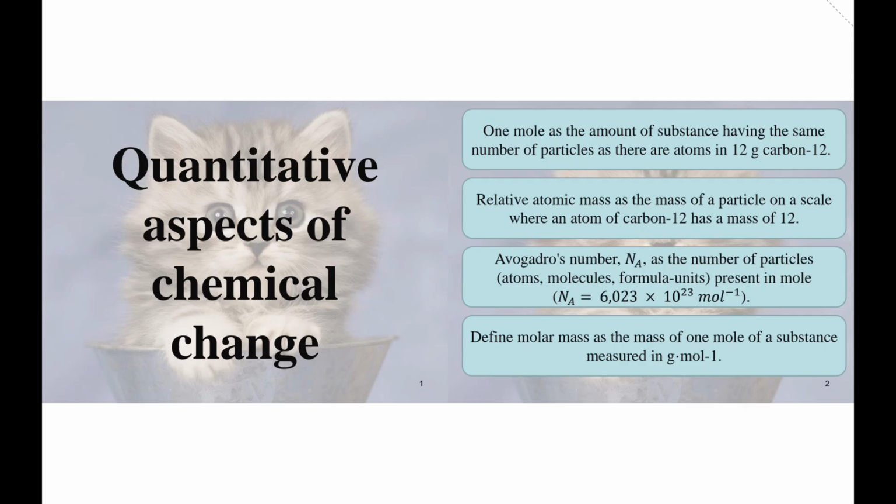Because when it comes to the formulas which you're going to use, you will have n equals N divided by Na. Here Avogadro's number is Na, which is the number of particles, atoms, molecules, formula units present in 1 mole. So Avogadro's number is equal to 6.023 times 10 to the power 23 per mole.